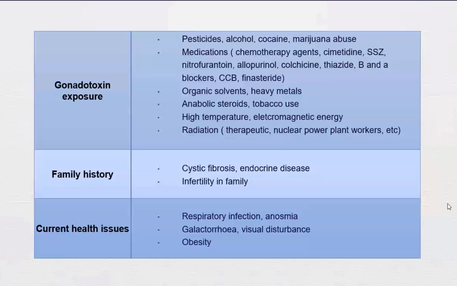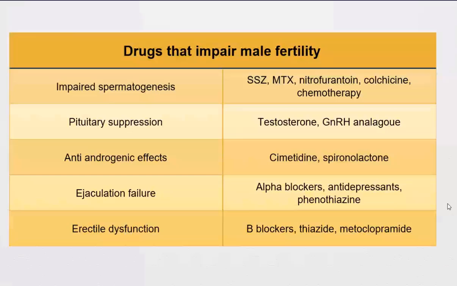So this is the list of drugs that can impair male fertility. Drugs such as sulfasalazine, MTX, nitrofurantoin, colchicine, and chemotherapy will directly cause impairment in spermatogenesis. Pituitary suppression, as I told before, because of exogenous administration, usually drugs containing testosterone and GnRH analog. Drugs with anti-androgenic effects such as cimetidine and spironolactone. Drugs that can cause ejaculation failure include alpha blockers, antidepressants, and also phenothiazine. And beta blockers, thiazides, and metoclopramide can put the patient at risk of erectile dysfunction.